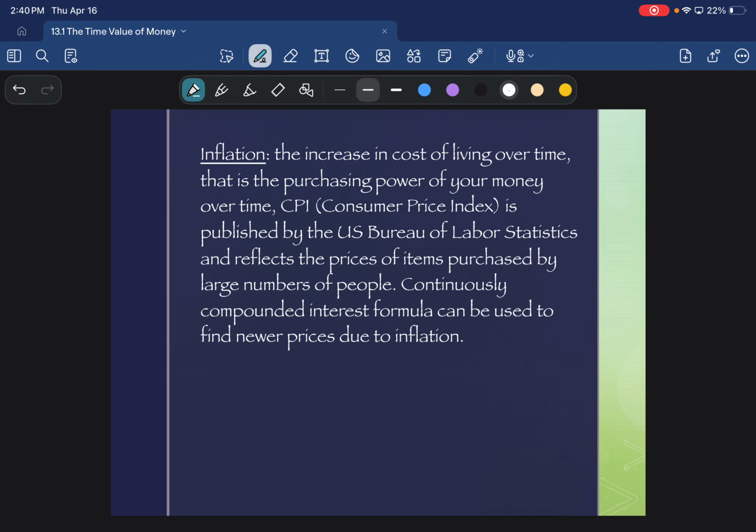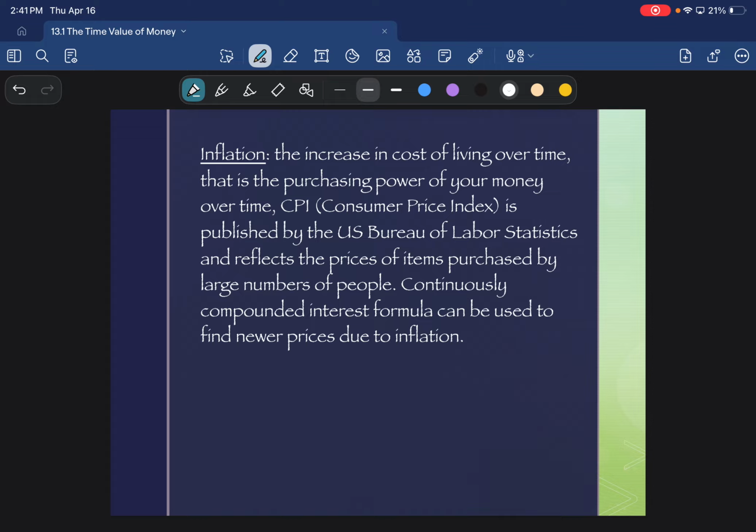is published by the U.S. Bureau of Labor Statistics, and it reflects the prices of items purchased by large numbers of people. So think bread and milk and peanut butter and ground beef and the value meal at McDonald's and the gas at the gas pump. All the things that people generally buy on a fairly regular basis, okay? It's a huge list of things, and they figure out percentage-wise what that's gone up over time. So you can figure out what the cost of inflation is on a given time period, usually.